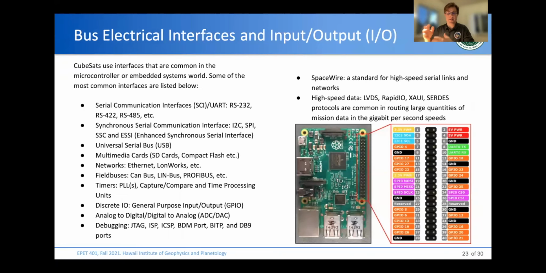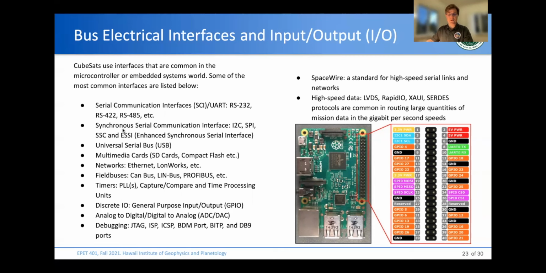And then there are all these interfaces. Of course, your computer by itself is useless. So you want to communicate with the radio. You want to collect sensor information and things like that. So these are some of the typical electrical interfaces that you can find. RS-232, RS-422, RS-485. These are serial communication interfaces that are typically available.